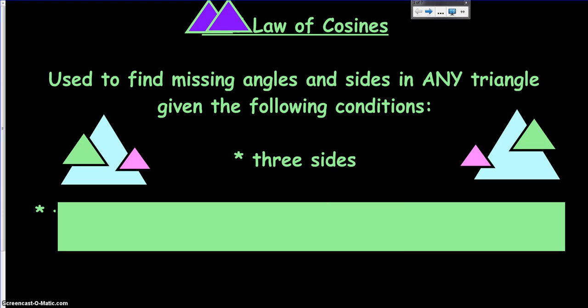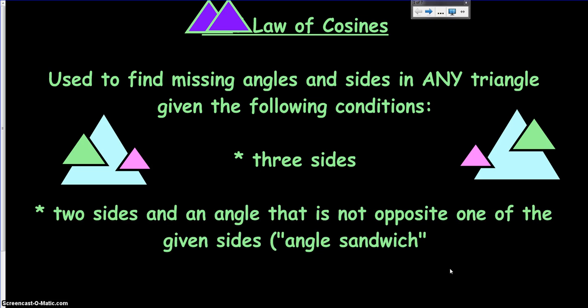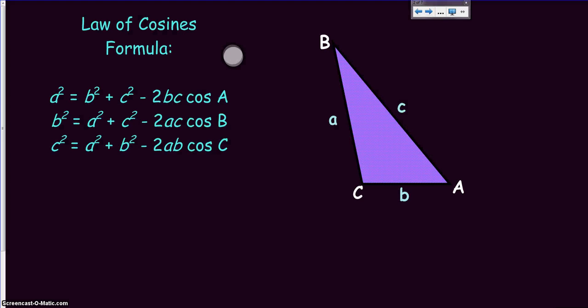When I'm given all three sides, I will use the law of cosines. When I'm given two sides and an angle that is not opposite one of the given sides, angle sandwich. We've talked about that before with triangle congruence.